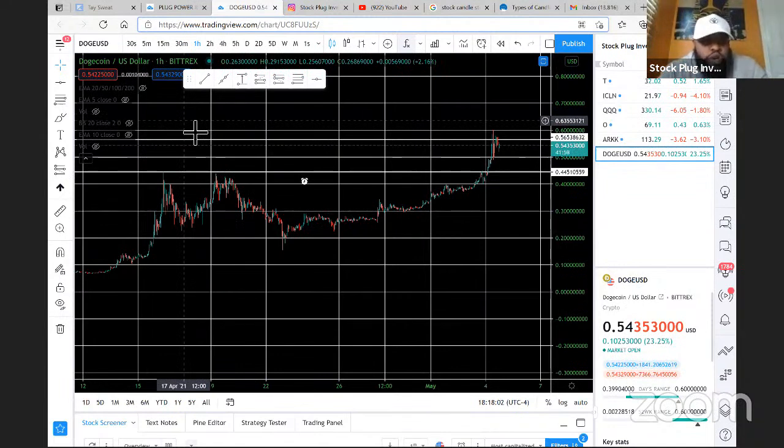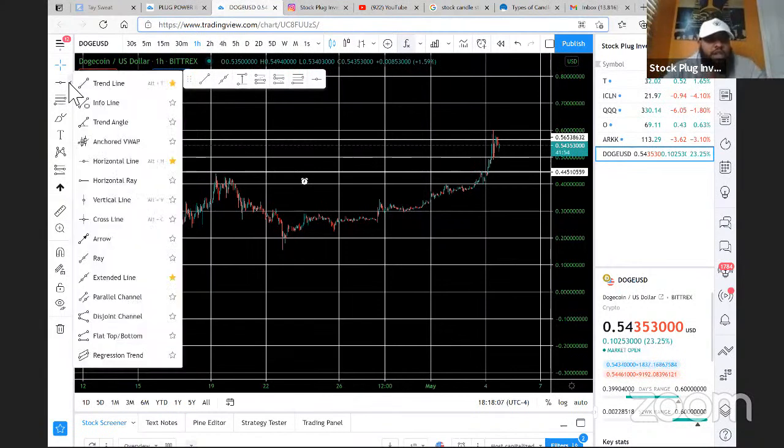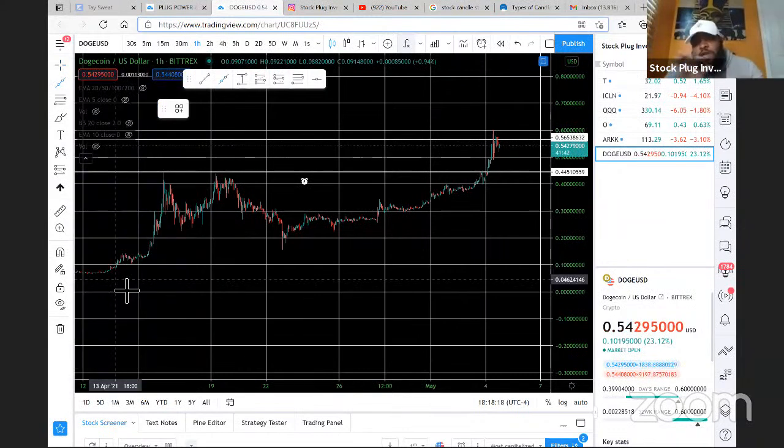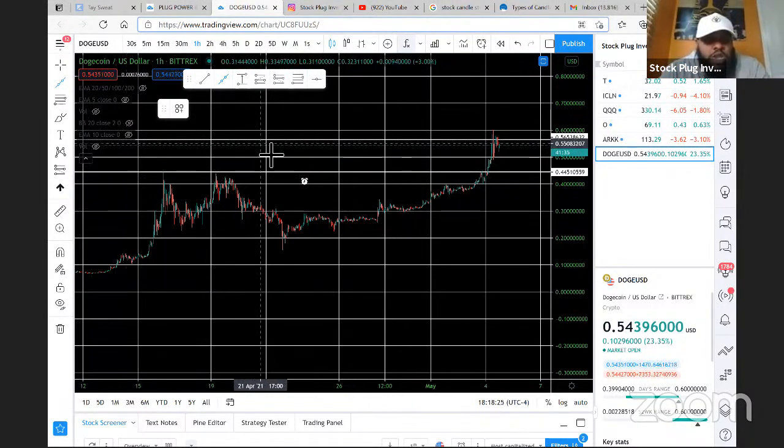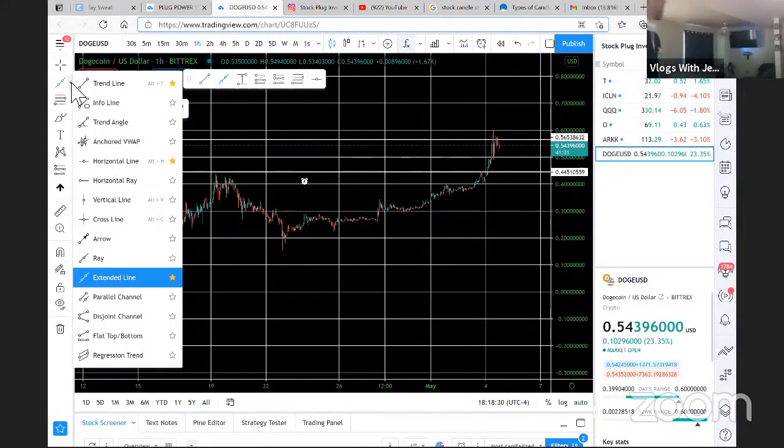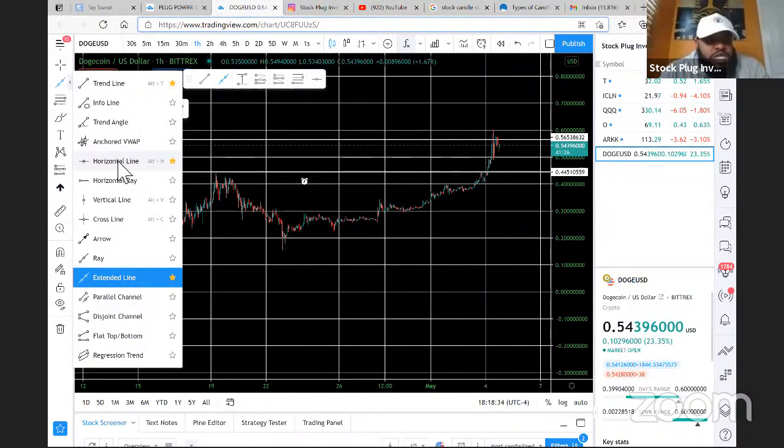To draw a support line, you go over here to the left, click on that arrow, and we want the extended line, because these stocks respect these lines basically forever. You can go back years and see the stock do the same thing at the same line. So you click on the line. Oh no, this guy just knocked over my Wi-Fi box. My bad, y'all. That was the wrong line. We want the horizontal line.